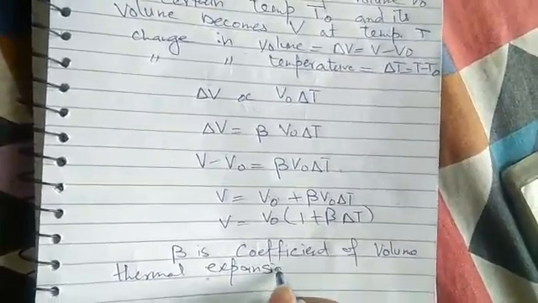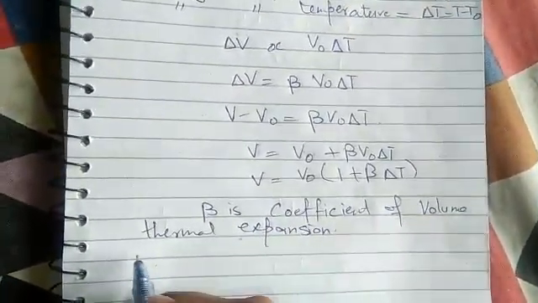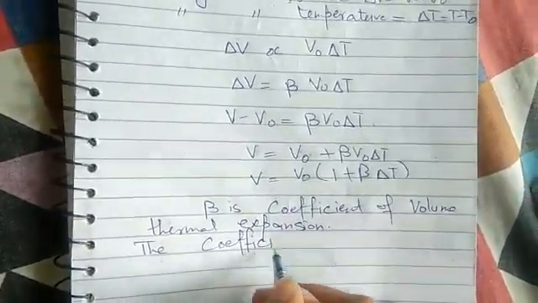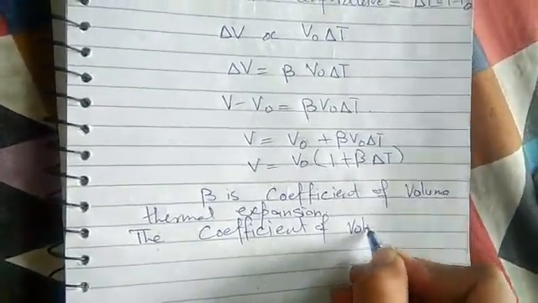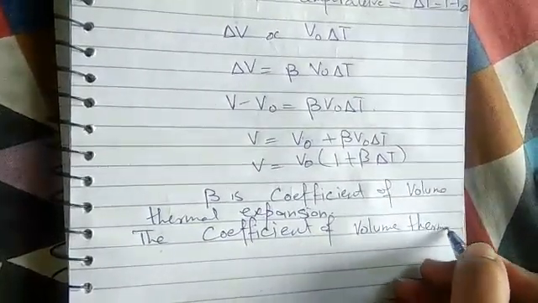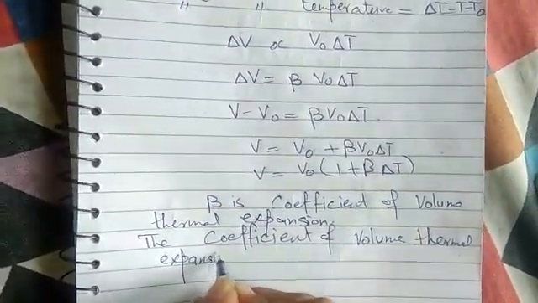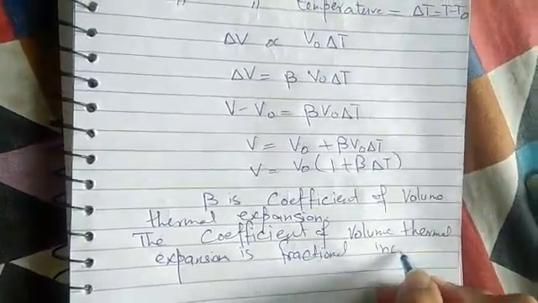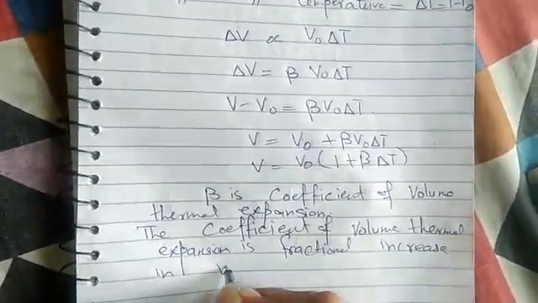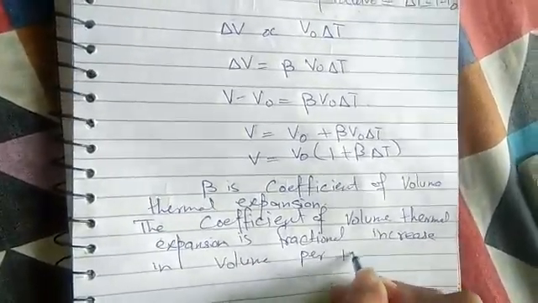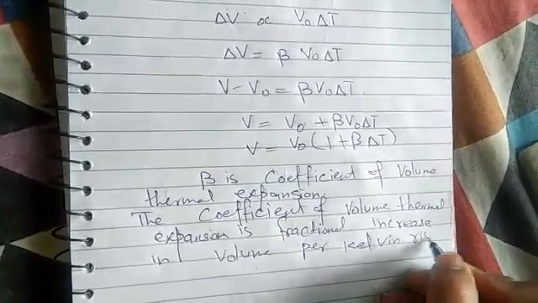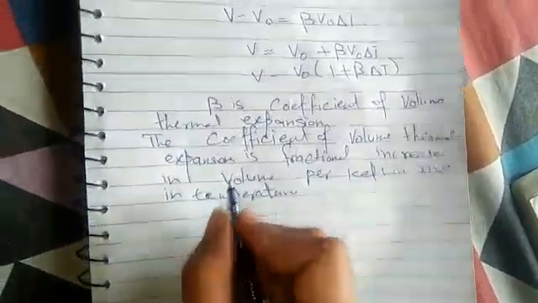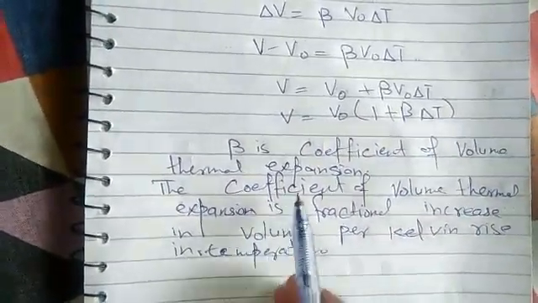Definition of thermal expansion. The definition of the coefficient of volume thermal expansion is the fractional increase in volume per Kelvin rise in temperature. This is the definition of the coefficient of volume thermal expansion.